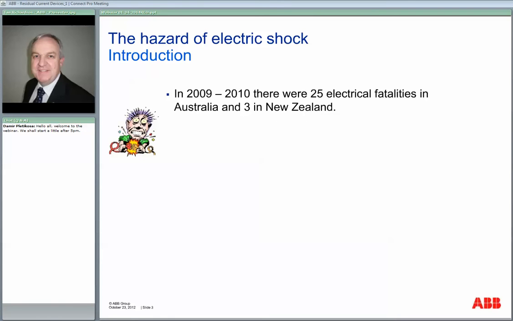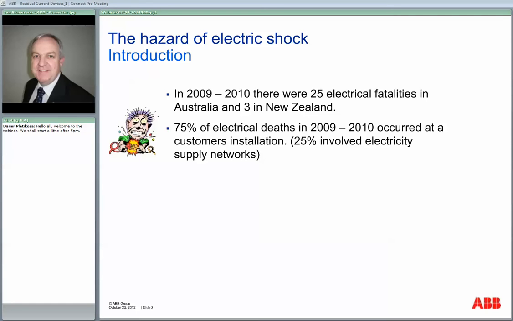In a particular year, 2009-2010, there were 25 electrical fatalities in Australia and 3 in New Zealand. Of that number, 75% were in customers' installations, and 25% actually occurred on the electrical supply network. So people that were working for supply authorities were unfortunately being electrocuted as well. So you can see that a significant number of the electrical fatalities are occurring in traditional customer installations.